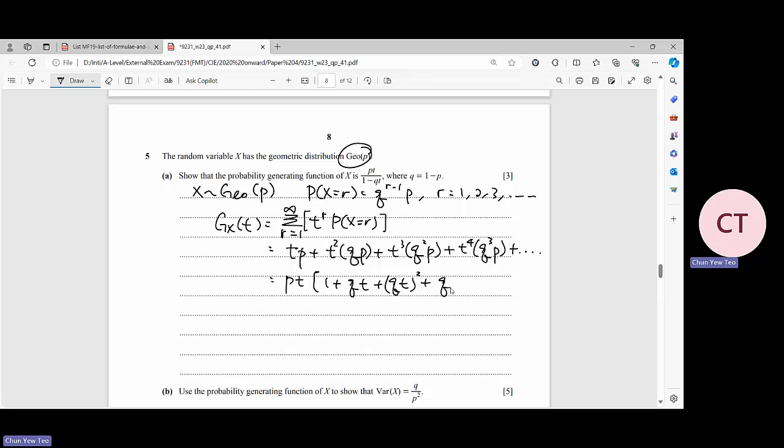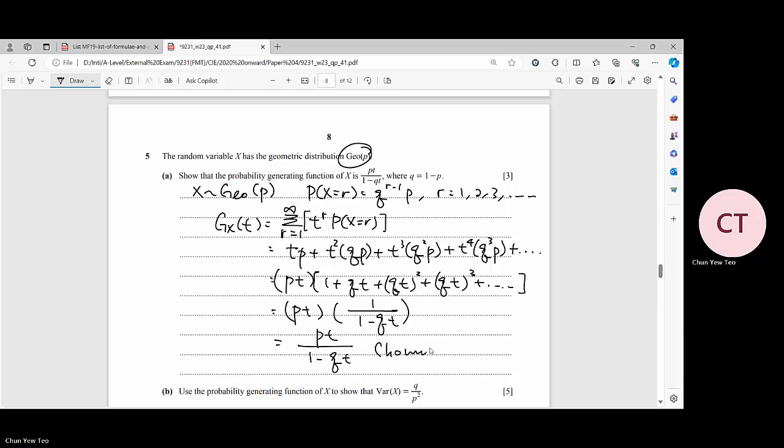If you factorize it out, so on and so on. So right here you can see that pt is just a common factor, and inside here these are all a GP, geometric progression. So what you can do is apply the sum to infinity of a GP, which will be a over 1 minus r. The r is qt. Then you will get pt divided by 1 minus qt, shown. Okay, so that will be the answer for part A.